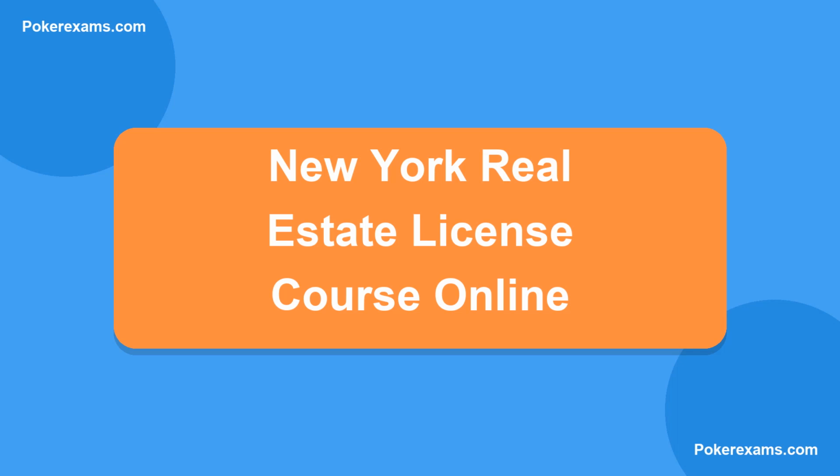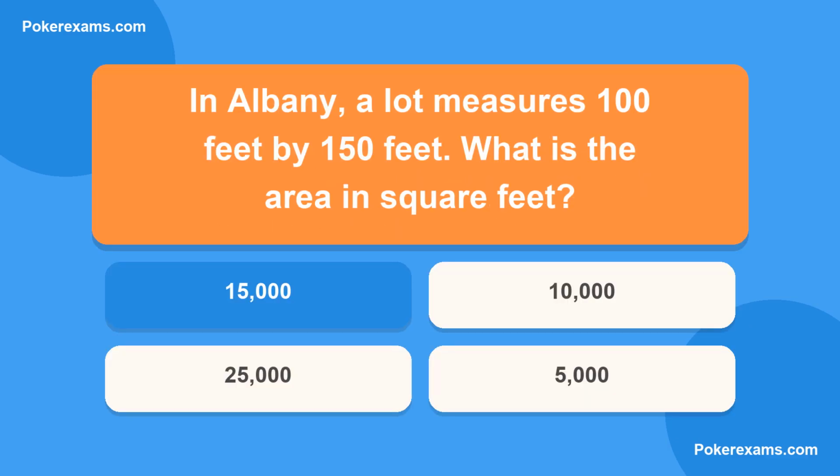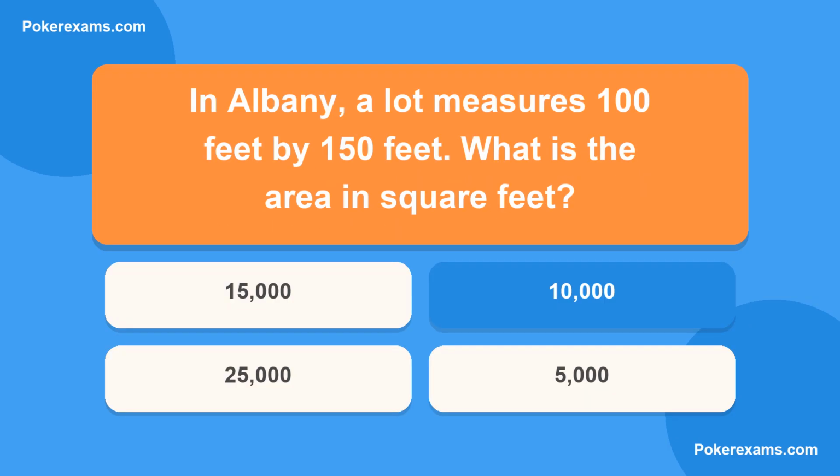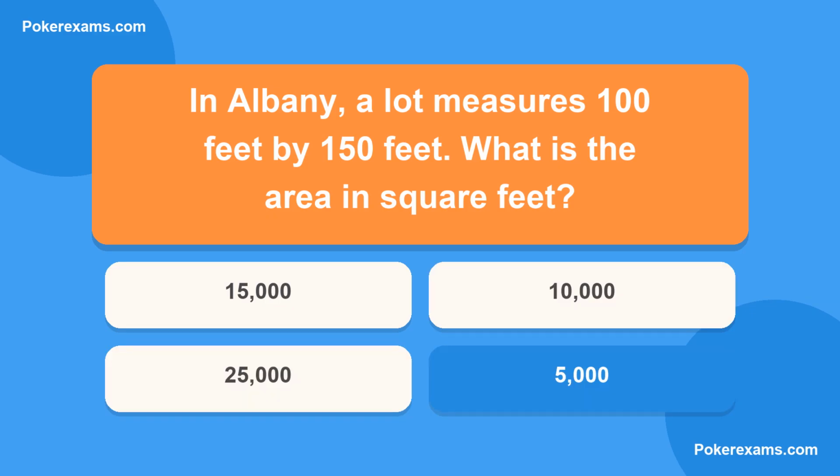Let's get started. In Albany, a lot measures 100 feet by 150 feet. What is the area in square feet? Is it A, 15,000? Or B, 10,000? Could it be C, 25,000? Or lastly, D, 5,000?